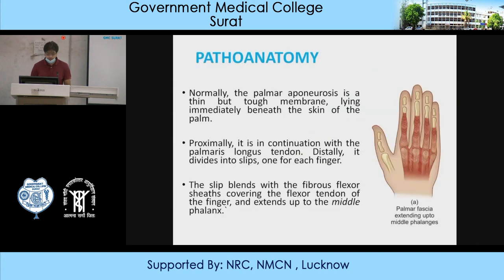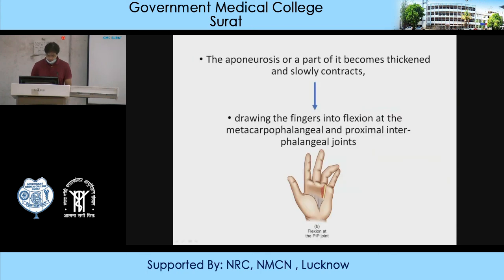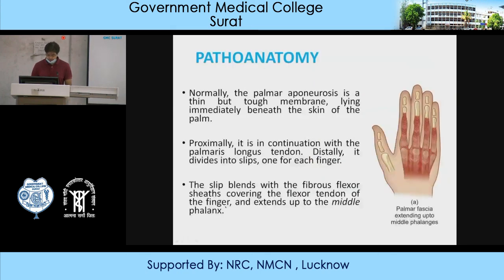See the pathoanatomy. Normally the palmar aponeurosis is a thin but tough membrane lying immediately beneath the skin of the palm. Proximally it is in continuation with the palmaris longus tendon. Distally it divides into slips, one for each finger. You can see in the diagram. The slip blends with the fibrous flexor sheaths covering the flexor tendon of the finger and extends up to the middle phalanx.